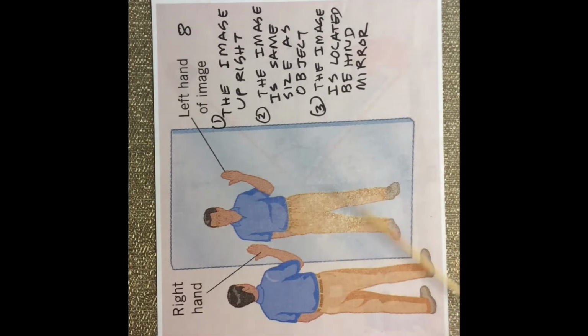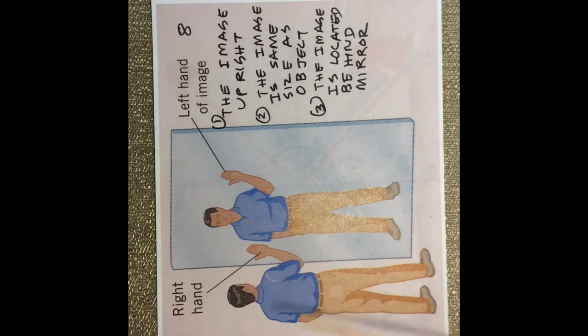Here is a plane mirror. A guy is standing in front of the mirror, and there are 3 things you will observe. The image is upright, and the height of the image is the same as the height of the object or the person, and it is exactly behind the mirror, the same distance the person is standing in front of the mirror.